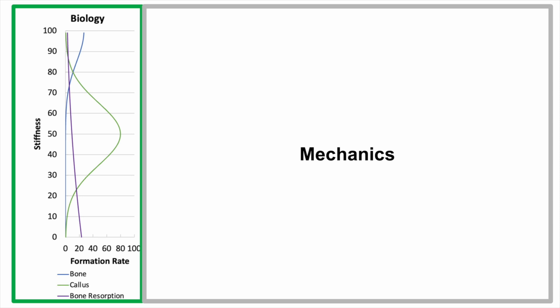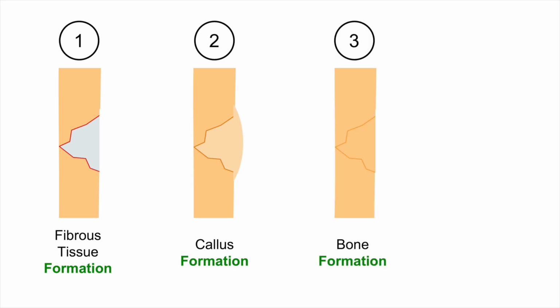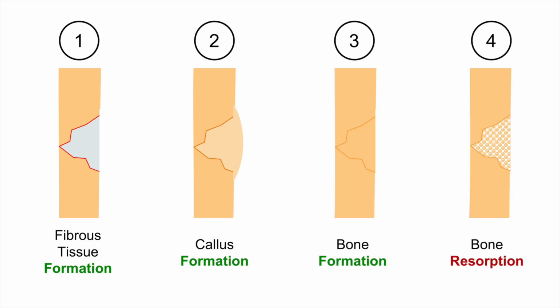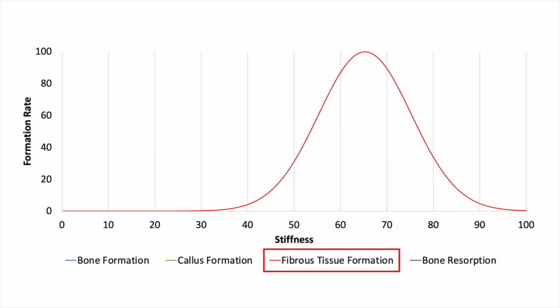For this model, we assume that the biology of fracture healing can be simplified into four general processes: fibrous tissue formation, callus formation, and bone resorption. All of these processes are occurring simultaneously, but at different rates. The rate at which these processes occur depends on the environment. In particular, it depends on how much motion is occurring at the fracture site. If there's a lot of mobility at the fracture site and the environment is not very stiff, the tissue that is preferentially formed is fibrous tissue.